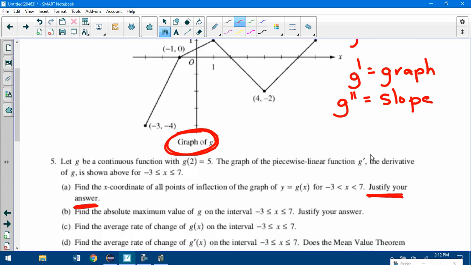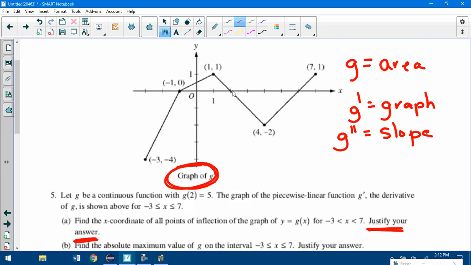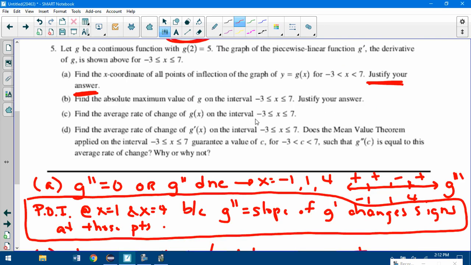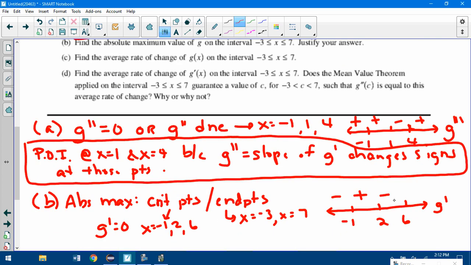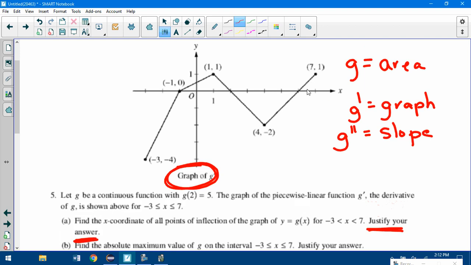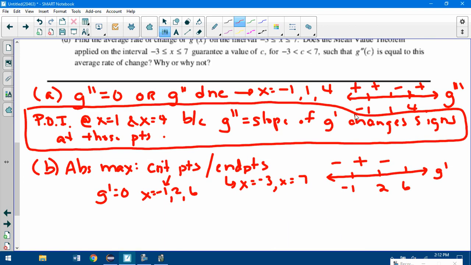How about after 2? After 2, it becomes negative again. And after 6, right here, it's positive again. So -1 is a min. We don't care about that because I'm looking for the absolute max. 2 is a max. 6 is another min, so I don't care about that.